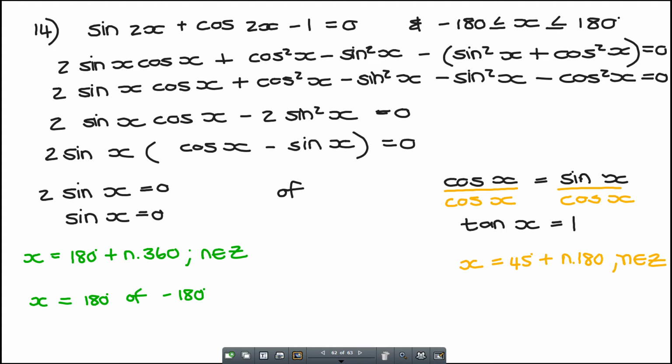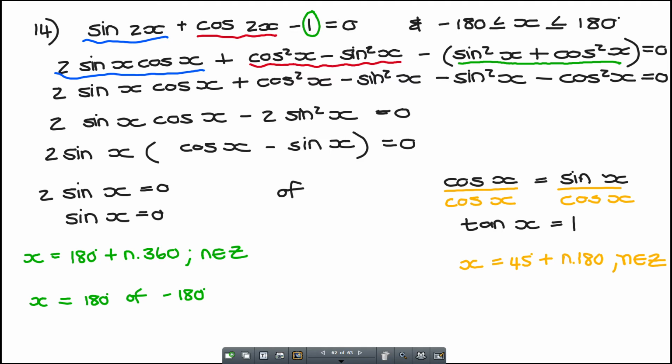So there was a lot done here. So first things first, have a look. The sine 2x, I changed to 2 sine x cos x. Cos 2x, I changed to cos squared x minus sine squared x. Then the last one, 1, I made sine squared x plus cos squared x.